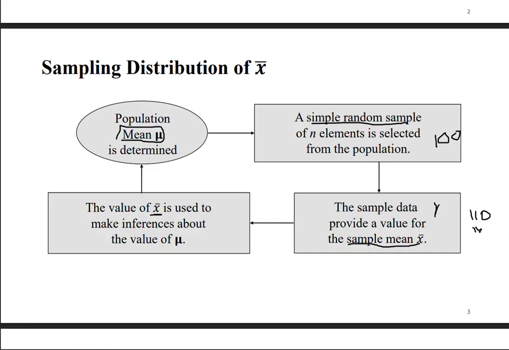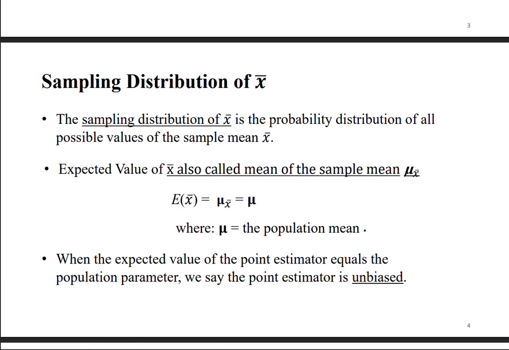Right? And then what we do is we will use statistical inference to generalize for the entire population based on our sample weight of 110. And so we have what we call a sampling distribution of the sample mean. When we take multiple samples out of the population, we can calculate what we call the mean of the sample mean.